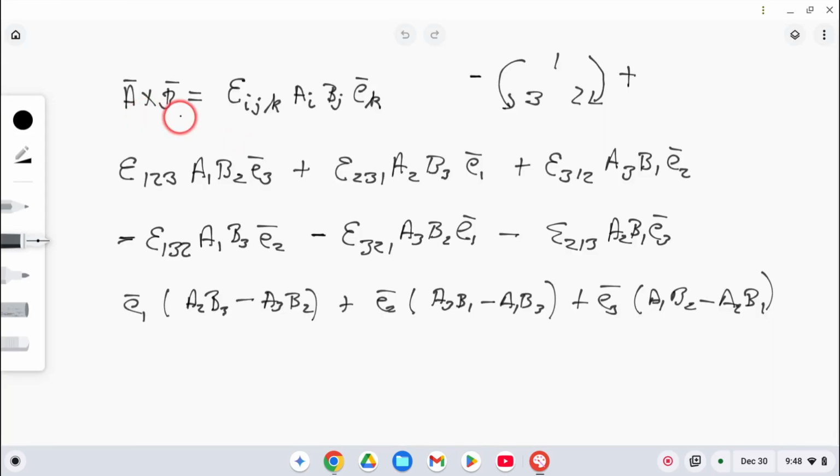They write A cross B is equal to epsilon ijk. Epsilon ijk is called the Levi-Civita permutation tensor. Levi-Civita was a student of Ricci.